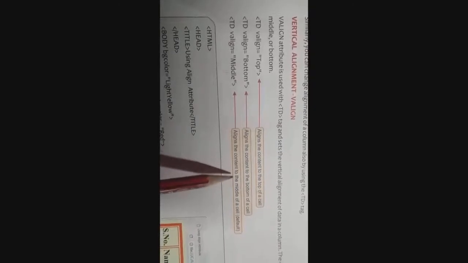Next is horizontal alignment. How to set horizontal alignment? We can set left alignment, right alignment and center alignment of a table row. We can specify the alignment of the row. After this we have vertical alignment. How to set vertical alignment of any table data? There are 3 alignments: top, bottom and middle. Top will align the content to the top of a cell. Bottom means the data will shift to the bottom side of the cell, and middle means at the center of the cell. For this we can see this code.